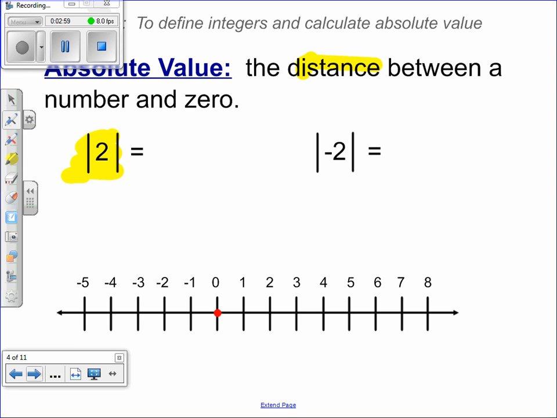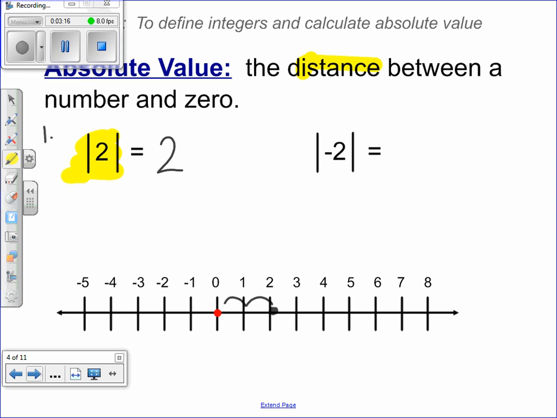So when I look at this first example, all right, absolute value of 2. That means find the location of the number inside, which is 2. And then what is its distance from 0? 2 units. So the absolute value of 2 is 2.